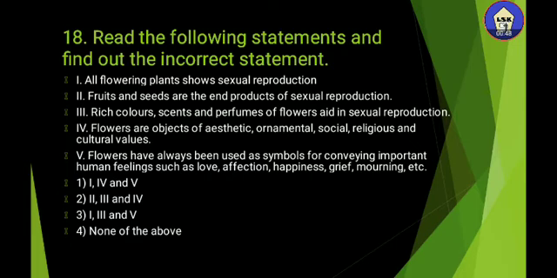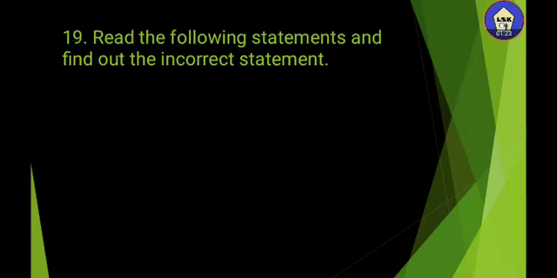They are asking the incorrect statement. Fruits and seeds are the end products of sexual reproduction. Of course, at the end of the sexual reproduction, after fertilization, the fruits and seeds are formed. Rich colors, scents and perfumes, the smell or the odor of flowers, help in the sexual reproduction by attracting the pollinators. So that is also true. Flowers are objects of aesthetic, ornamental and social cultural values. Of course, that is right. And flowers have been used as symbols for conveying important human feelings. So all the statements are correct. They are asking the incorrect statement. So the answer should be none of the above.